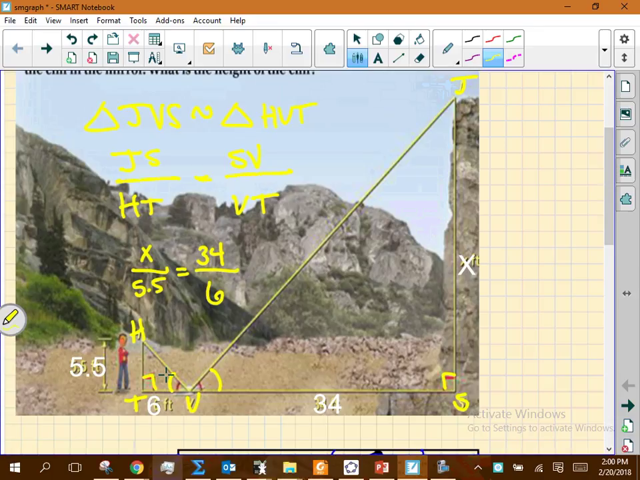And nowhere in this problem did I ever get to the top of the cliff and measure straight down. Okay? So you guys, I'll leave the cross-multiplication up to you, but you should be able to do that and solve for x and determine the height. Is that all right? Okay.